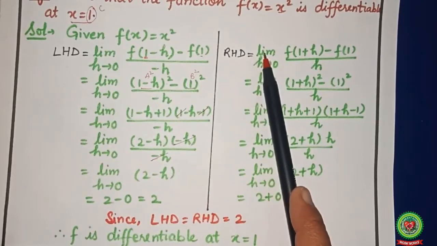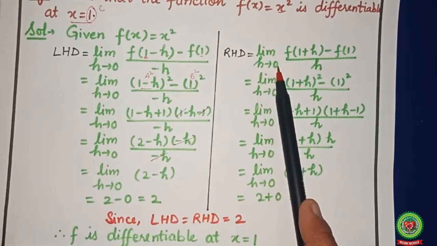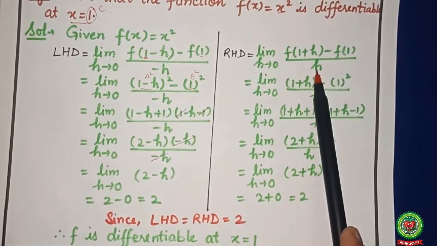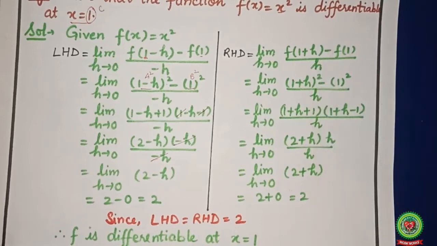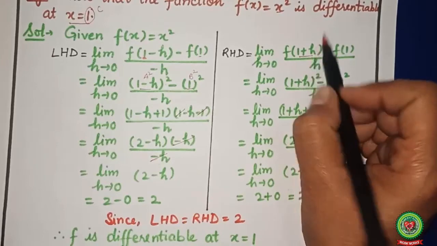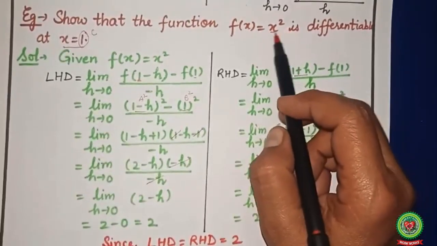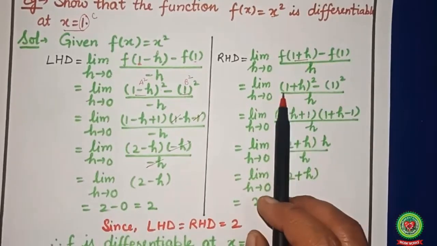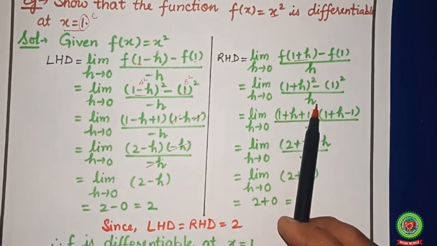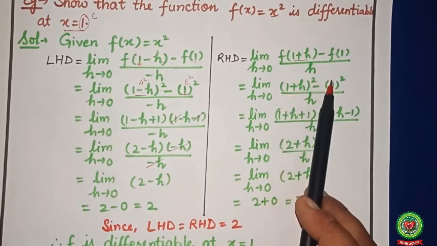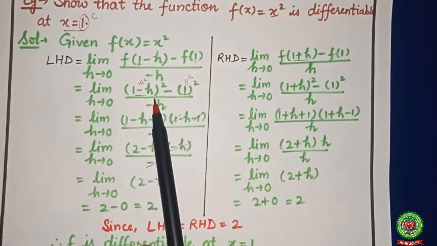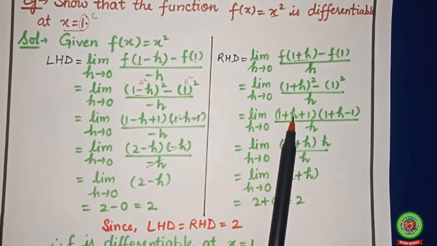Now, let's check the right hand derivative. Right hand derivative is equal to limit h approaches to 0, f of 1 plus h minus f of 1 upon h. Formula written. Now, the value of c is 1, and in place of x it is 1 plus h. So, when you put the value in the given function, it becomes (1 plus h) square minus 1 square upon h. Now, again a square minus b square, the same identity that I used in the left hand derivative also.